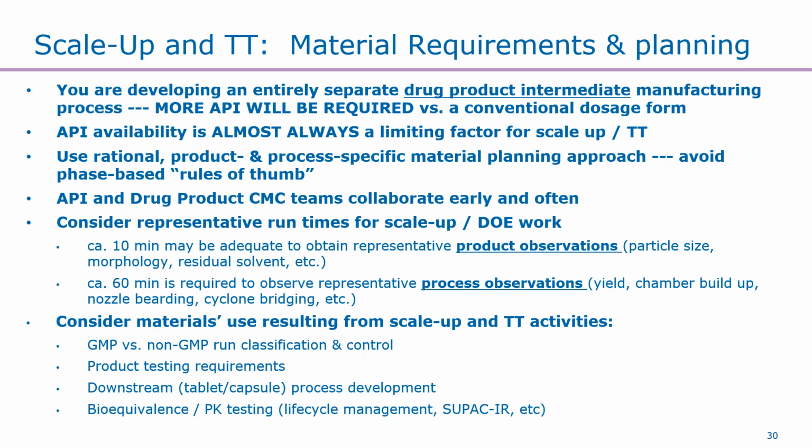When you're planning your material, use rational, product- and process-specific material planning approaches. So I'd encourage you to avoid phase-based rules of thumb, for example, I need 5 kilos for phase 1 and 20 kilos for phase 2. I see that as a way that customers often get themselves into a pickle with respect to material availability. So I encourage you to work early and often with your clinical teams as well as your vendors to understand what these requirements are going to be and plan well as far in advance as possible. We have API and drug product CMC teams collaborating, again, early and often.